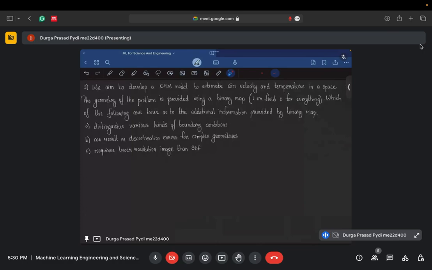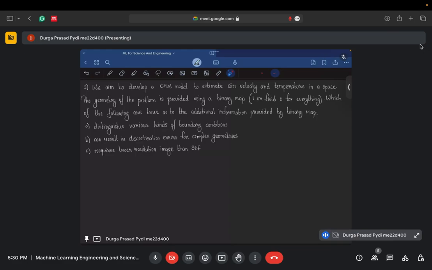So the second question is inspired from the one that is already discussed in your lecture video. Let's say you have your refrigerator and you want to model the air velocity and temperature inside it. I want to use a CNN to do this estimation. The geometry of the model should be provided to differentiate between what is the fluid and what is your boundaries. That can be done in several ways.